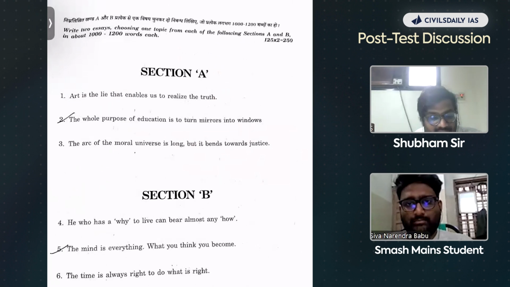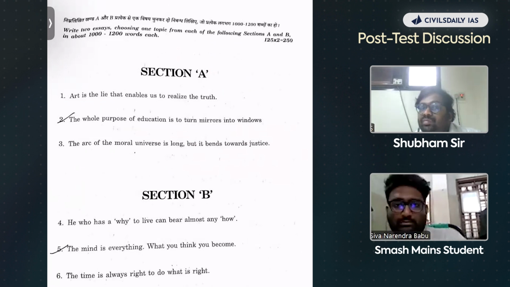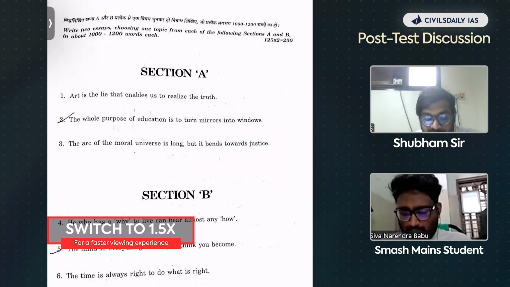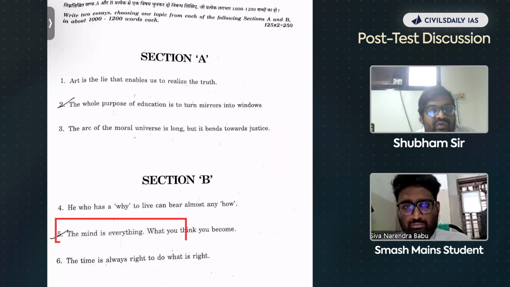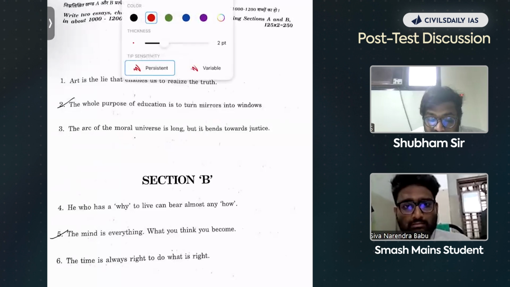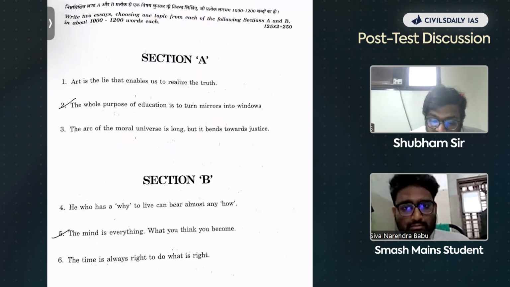Now I will tell you one method which you can utilize to decode the meaning of the essay. What you do, simply you pick each and every keyword of the essay and you get the synonym for it. So here the whole purpose, this is the first.